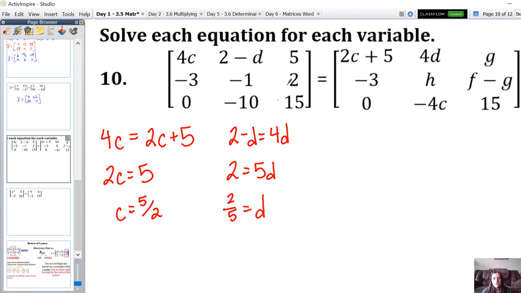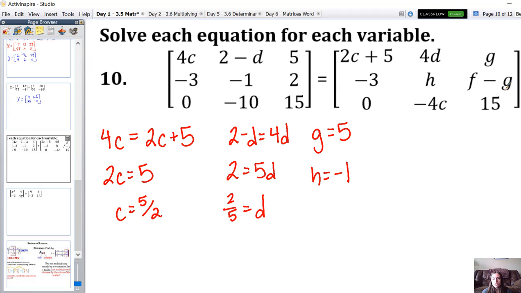I don't see any other variables on the left side, so let's look at the right, see if there's anything that we're missing. G, here's g. That's the top right element in the first row, third column, so that's going to be equal to 5. This one we don't have to solve anything because g is already by itself. Then we have h is equal to -1. Again, nothing more to solve, that one's already there.